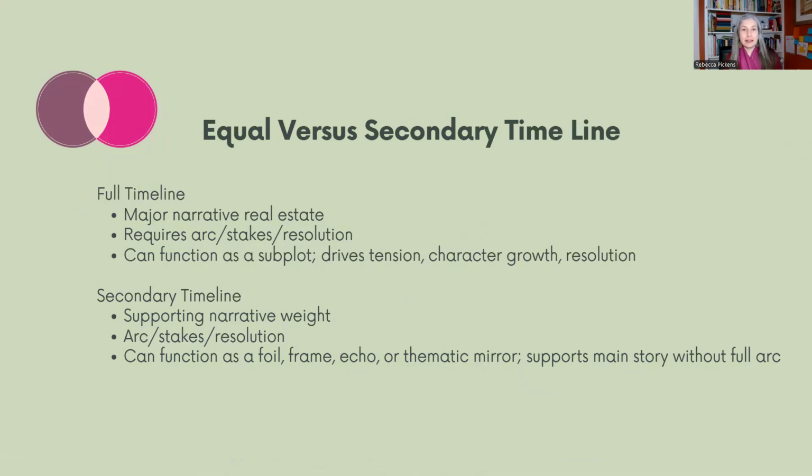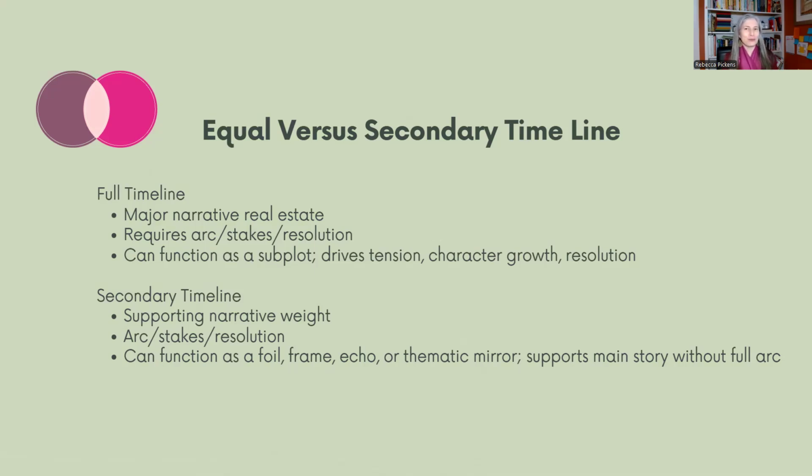So the timeline example that I've given so far takes into account these equal timelines. But what we're going to also talk about today are secondary timelines. A full or equal timeline means that that timeline has a major narrative arc. It is taking up a significant part of your story. It's got stakes, it has resolution, so it's just a story within another story. It can function in a lot of different ways, perhaps a subplot. Its job is to drive tension, character growth, resolution.